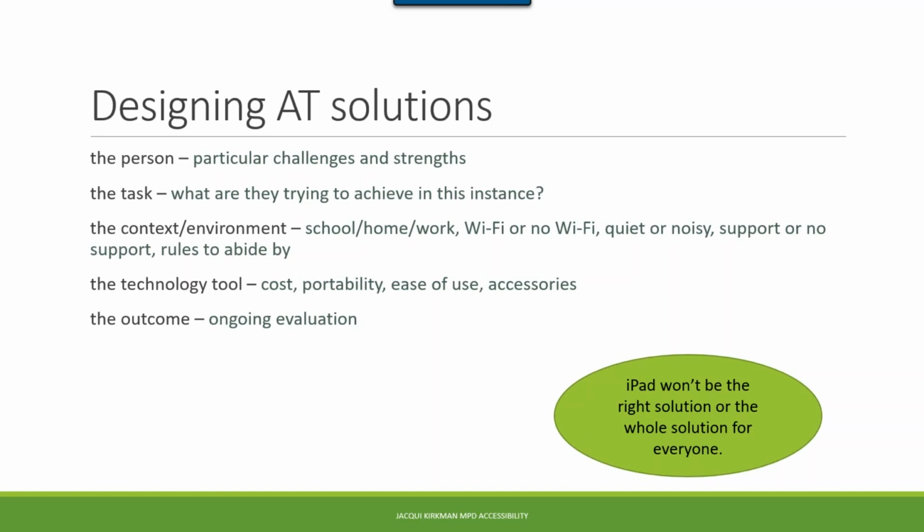Are they going to have support in the classroom, at the workplace, or is it something they're going to have to manage by themselves? And rules to abide by, well, we've sort of touched on that a bit. Then the technology tool, obviously cost has to be considered. The portability of it, if the person needs to take it around, if it needs to be attached to a wheelchair, whatever the person's needs are, it needs to be something that they can use, so the ease of use. And then there might be accessories as well that are needed.